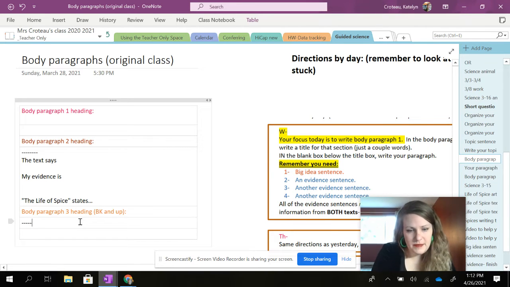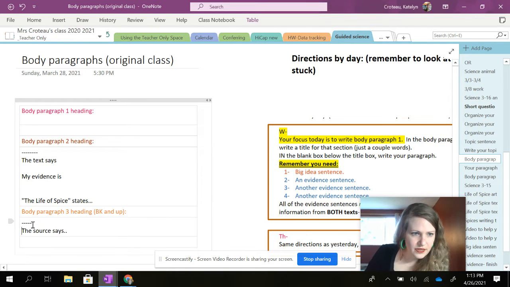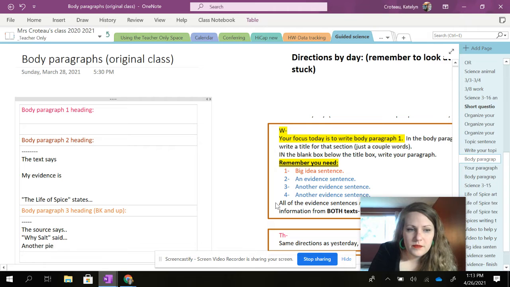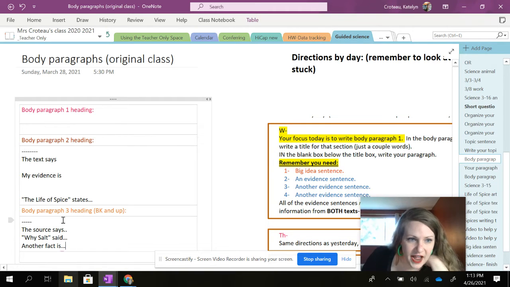So maybe I'll go, "The source says..." I'm going to push enter. Thank you. Okay. Sorry, OneNote formatting is annoying, I'm sure you know. "The source says..." I'll use Why Salt. "Why Salt said..." and another. "Another fact is..." Look, I did different sentence starters on each one.